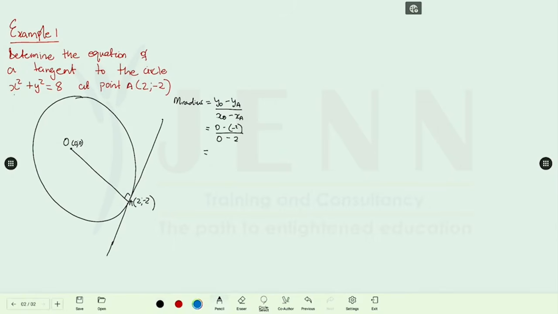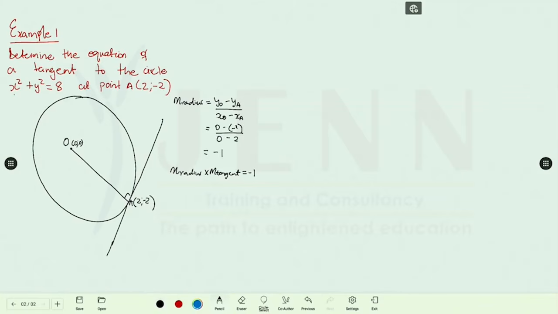0 plus 2, it will be 2. 0 minus 2, that will give us what? Negative 2. 2 divided by negative 2, that will give us negative 1. Then once we have found the gradient of a radius, where do we go? We go to our property, our lovely property that says the gradient of the radius multiplied by the gradient of a tangent equals negative 1.